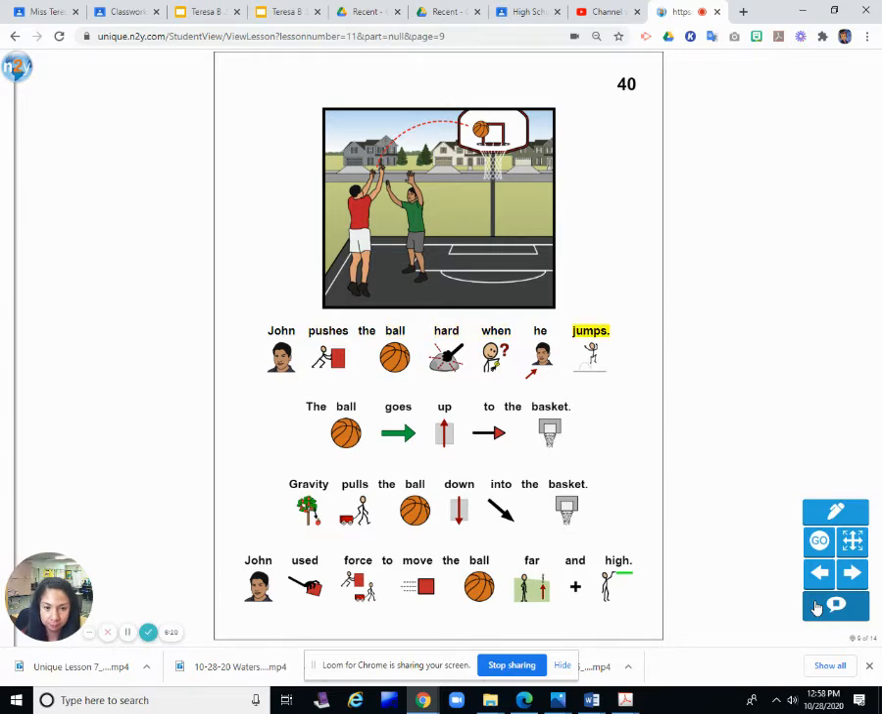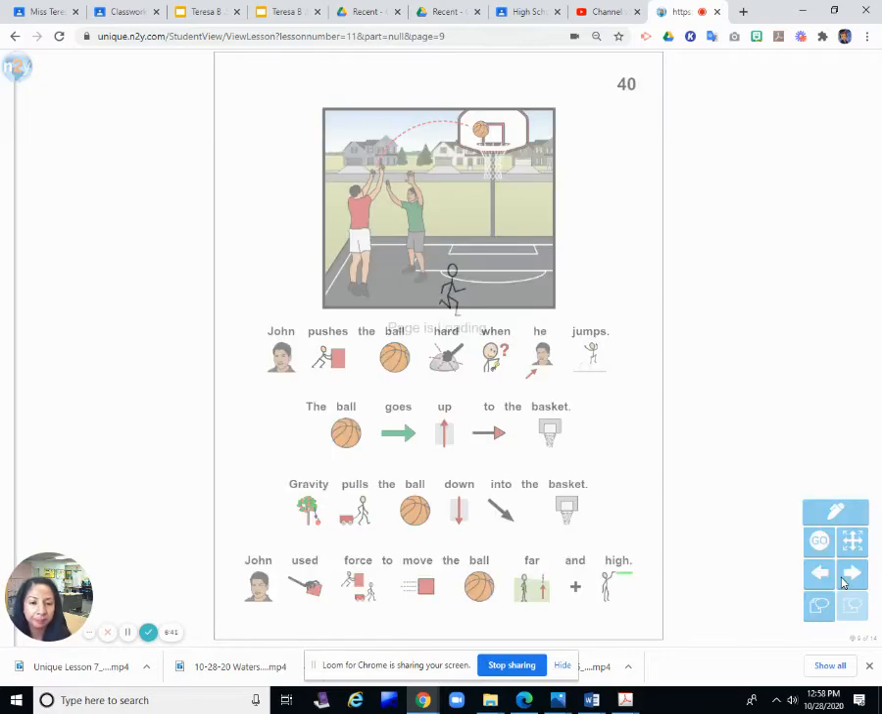John pushes the ball hard when he jumps. The ball goes up to the basket. Gravity pulls the ball down into the basket. John used force to move the ball far and high. Okay, so he used force to move the ball far and high. He pushed the ball up and away from him, far away from him, and up high into the air.